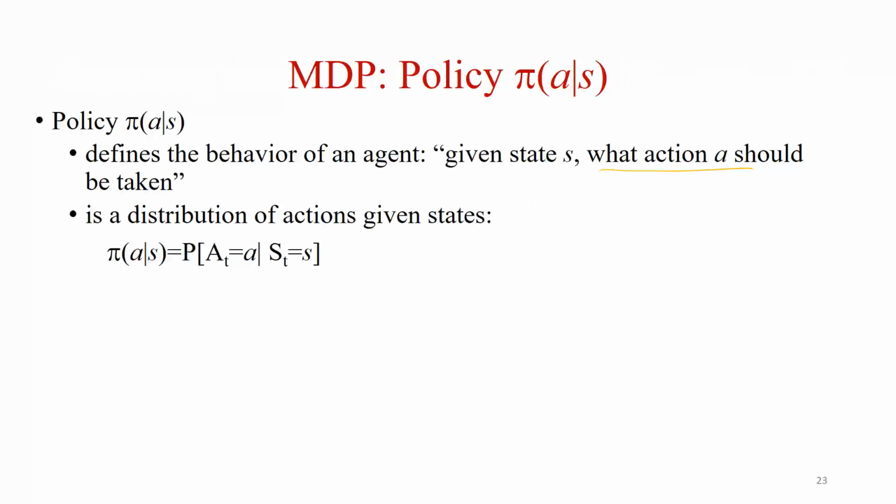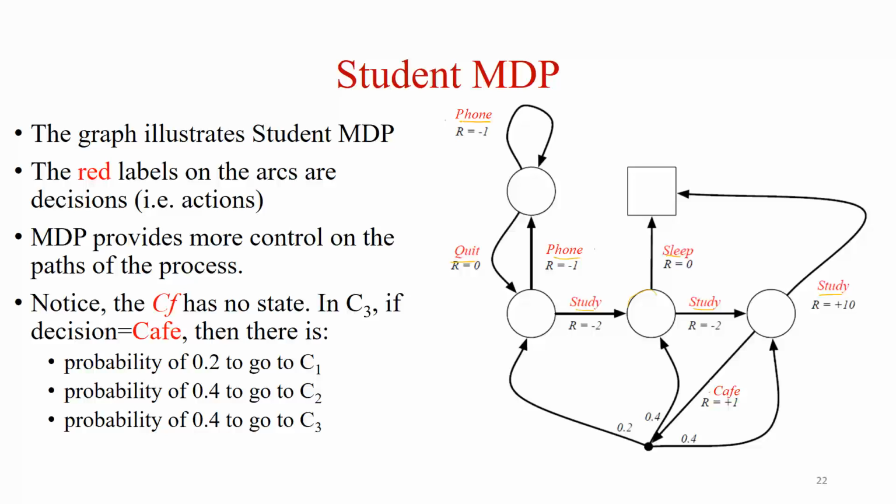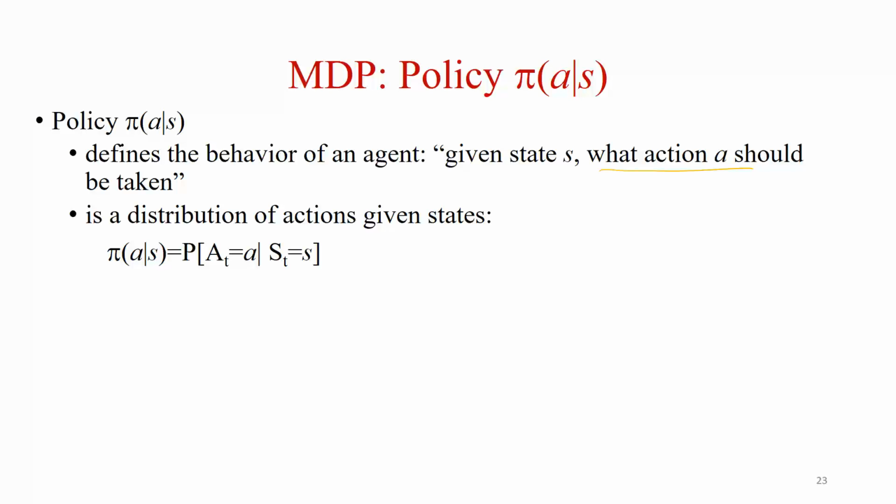I am in a state here. What do I do? What action should I take? Probably maybe half of the time, with probability 0.5, I can go to sleep or I can study. So we are introducing the policy, which says what action I am taking given the state that I am in. The policy defines the probability of taking a certain action given a certain state.